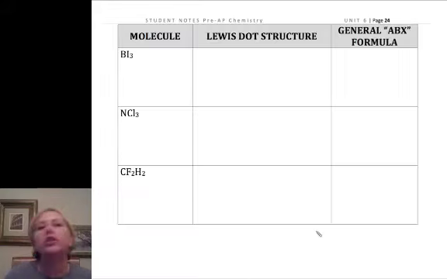We are in the midst of doing Lewis dot structures. I'm not going to do all of these examples because I want us to practice in class, but I want to do just a few more to help you along. Let's start with this one.